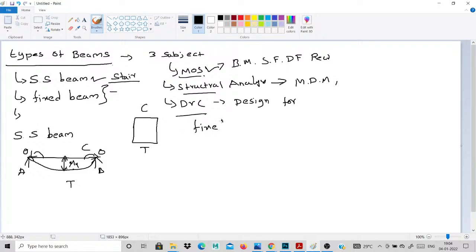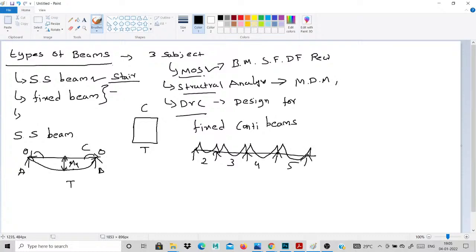Next one is a fixed continuous beam. The fixed continuous beam is what we mostly design in STAAD, the same as manually. I simply draw a fixed continuous beam. This is our fixed support. Assume this is a fixed continuous beam with different spans: 2 meter, 4 meter, 5 meter. I draw the bending moment diagram for these fixed end beams. This is the moment value, this is the moment at your fixed end.